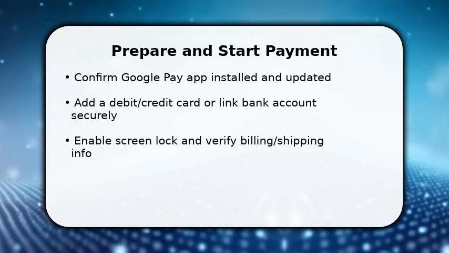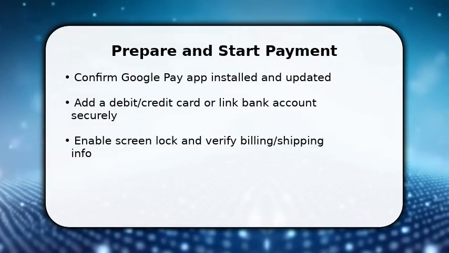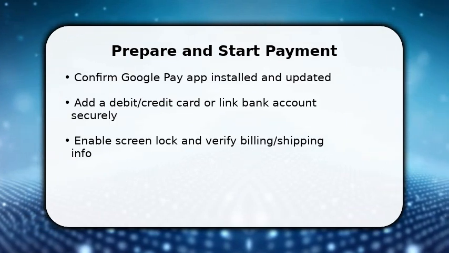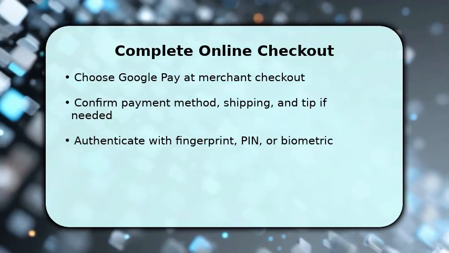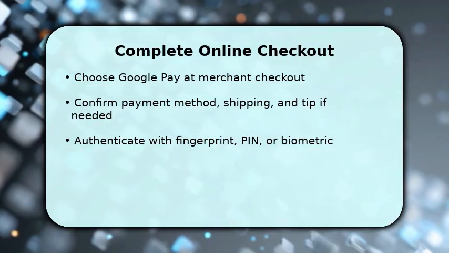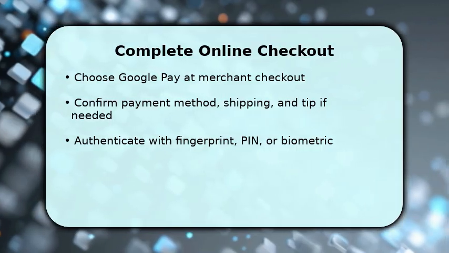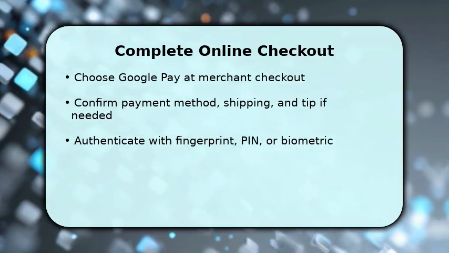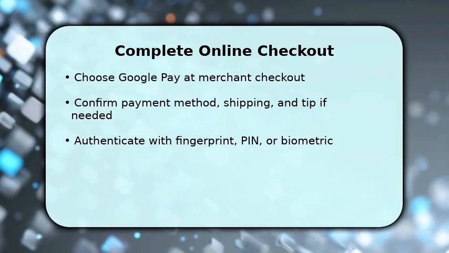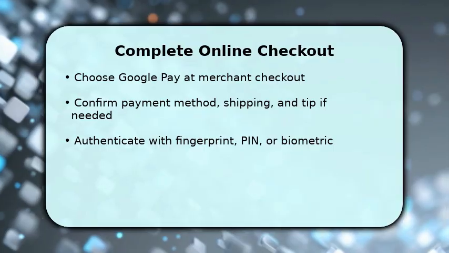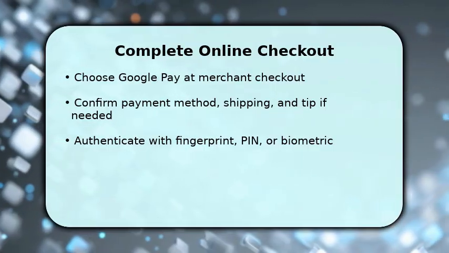After verification completes, tap the payment method to set it as default so you can use it immediately for online checkouts. When you're at the merchant's checkout, select Google Pay as the payment option. This triggers a secure token exchange rather than sharing your card number. Next, confirm the chosen card, delivery address, and any tip or order notes. Make adjustments now to avoid returns.